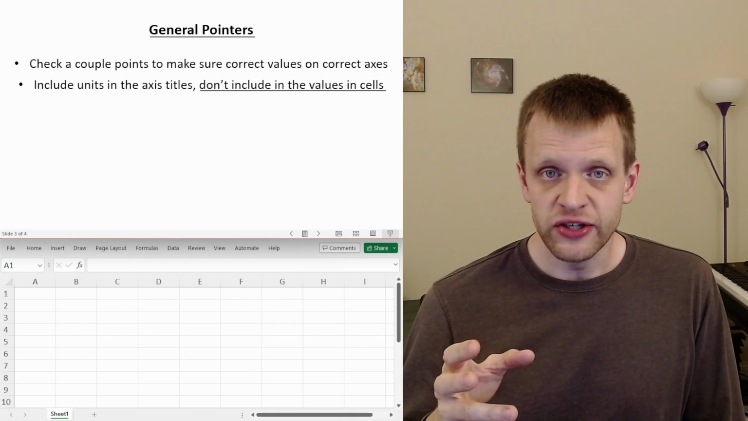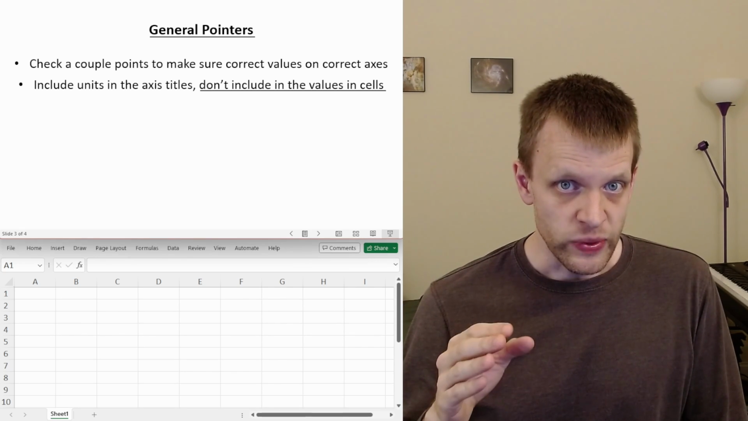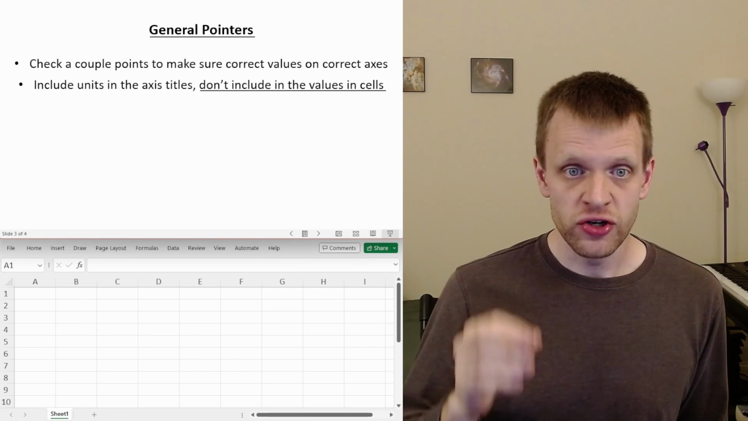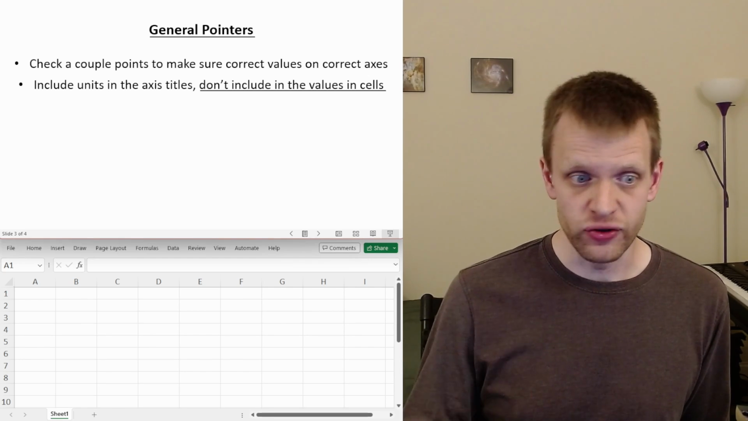We always want to make sure that in any physical measurement, we include units. But include those units in the axis titles. Don't include them in the values of the cells.